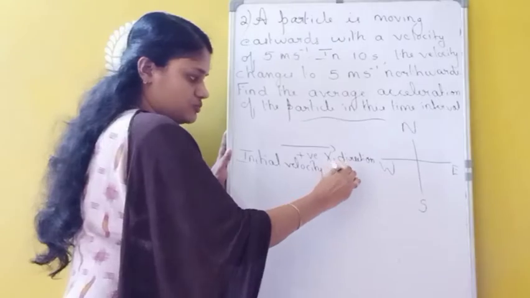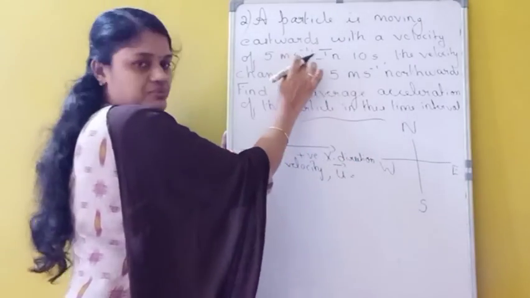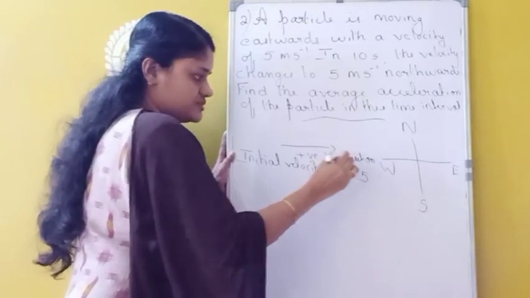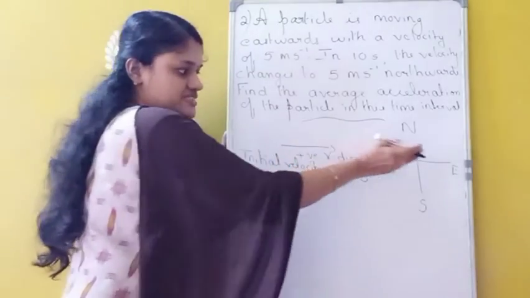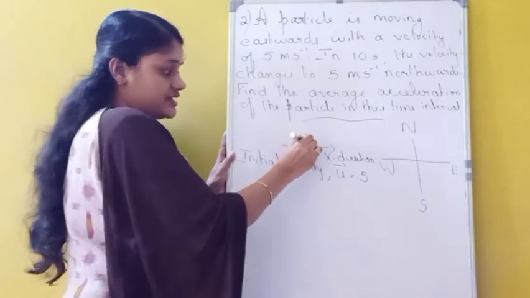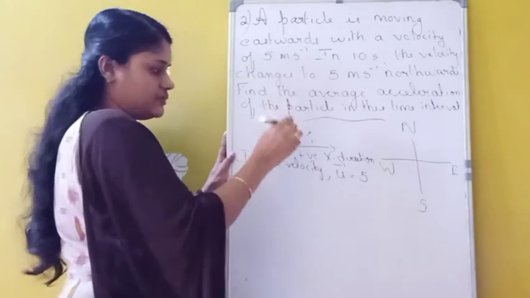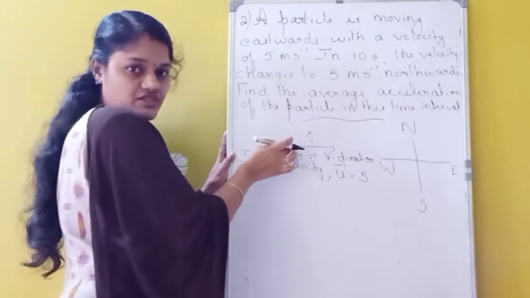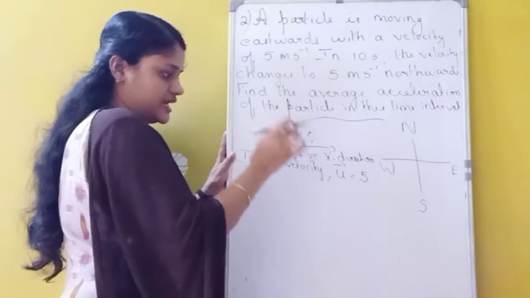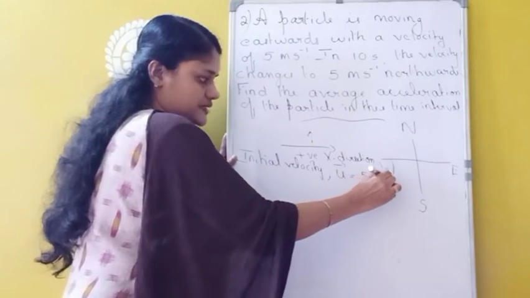So vector u. Vector u we can write as how much here? 5 meter per second, in which direction? Positive x direction. The unit vector along the positive x direction is i cap. So I am writing here 5 i cap. Unit is meter per second.